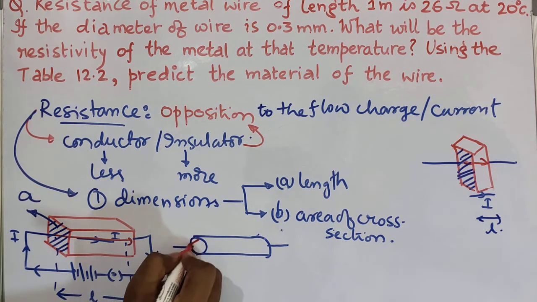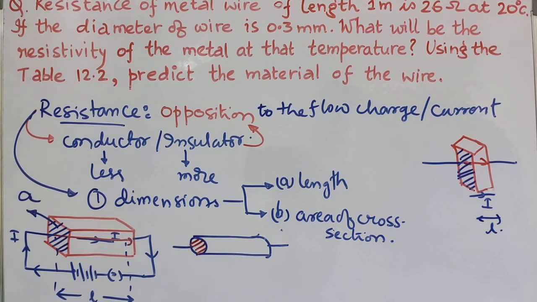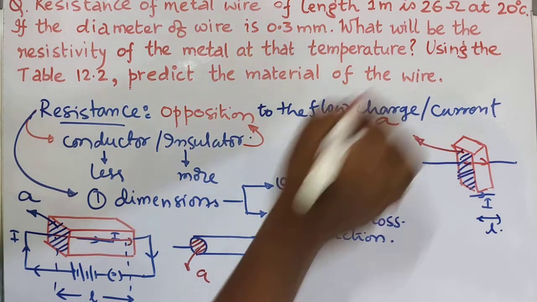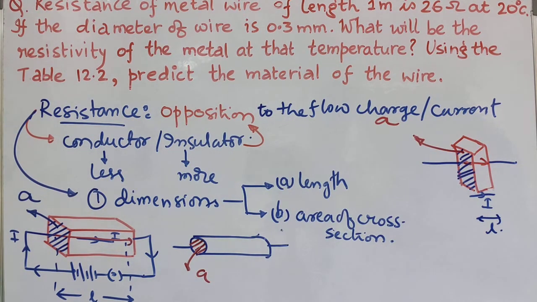Here the area of a cross section is the circle through which the current is passing. So I'll call this A. Here this rectangle is the area of cross section, this big rectangle. Here the small rectangle is the area of cross section. So it depends upon the area of cross section. So you understand what the area of cross section is and how to take it when a conductor is given to you.